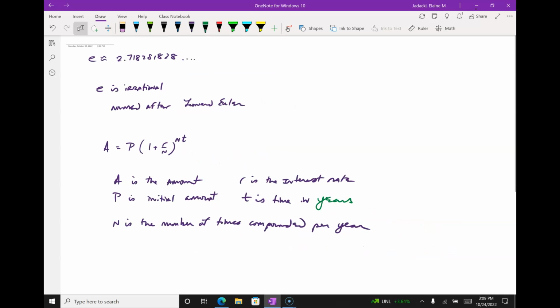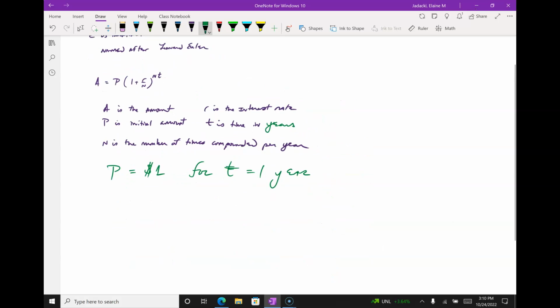So what I want to do is invest $1 for 1 year, and I want 100% interest. If I compounded once a year, at the end of the year I'd have another $1, 100% back. 100% of $1 is $1. So every year I'd get another $1.